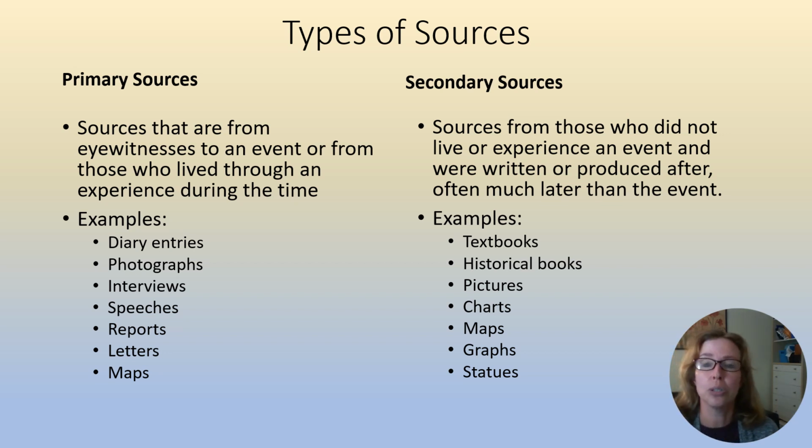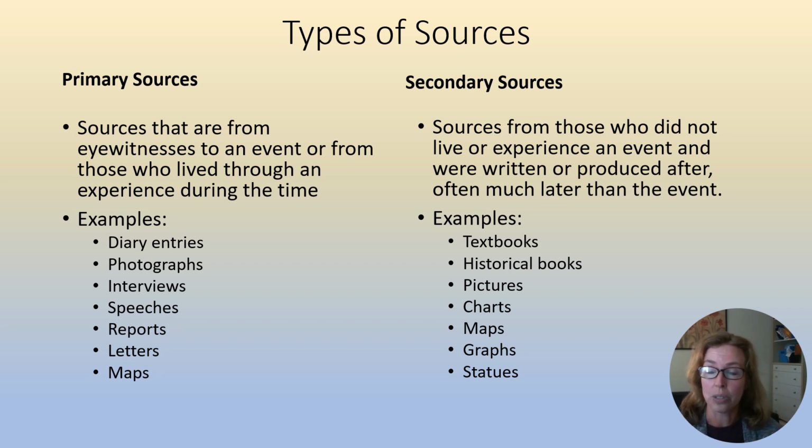So there are two types of sources beyond the actual examples. There's primary sources and secondary sources. You may have heard this, you may be familiar with it. Primary sources are artifacts that basically were created or produced during the time period you're writing about. It might be from an eyewitness who lived through it or who experienced it. An example might be a diary entry, photographs, interviews, speeches, reports, letters, maps, all of those kinds of things.